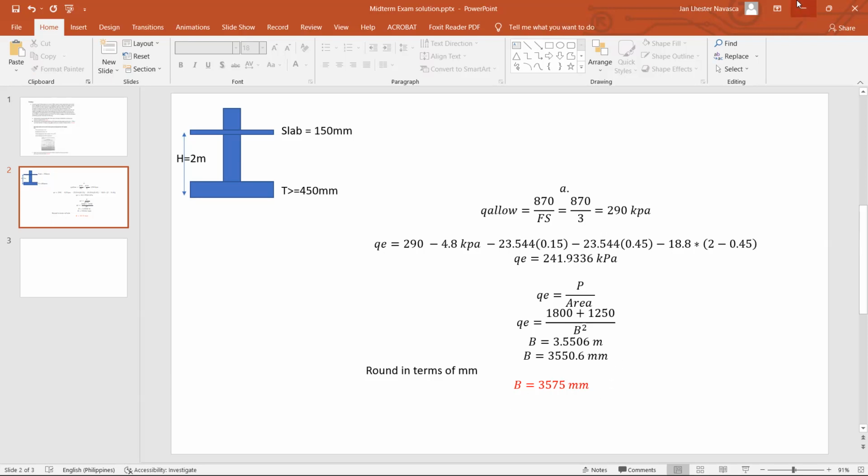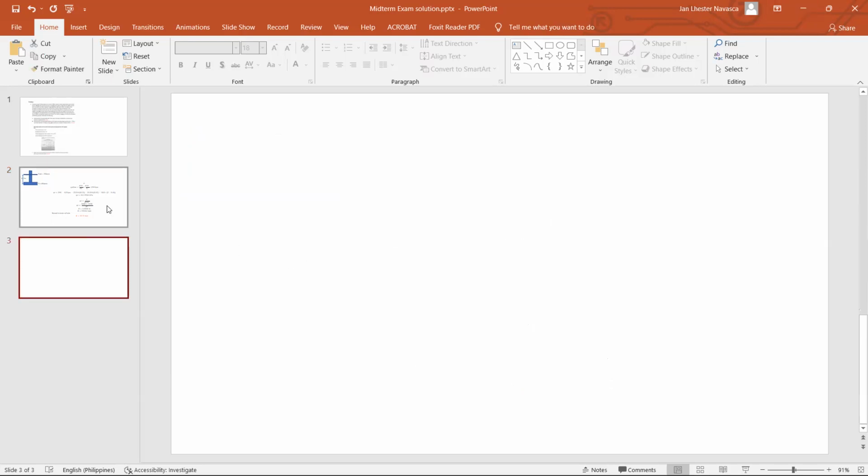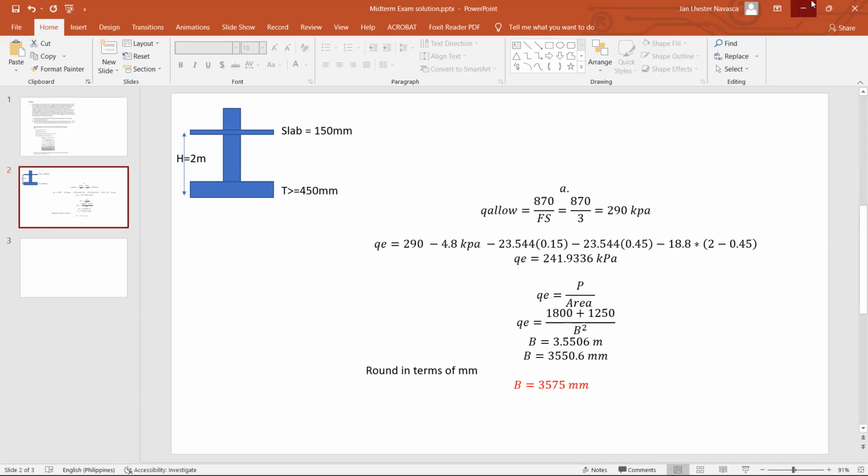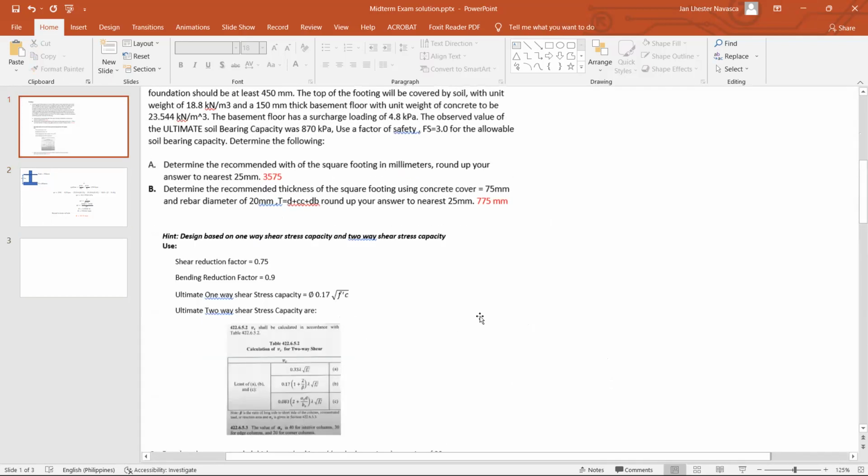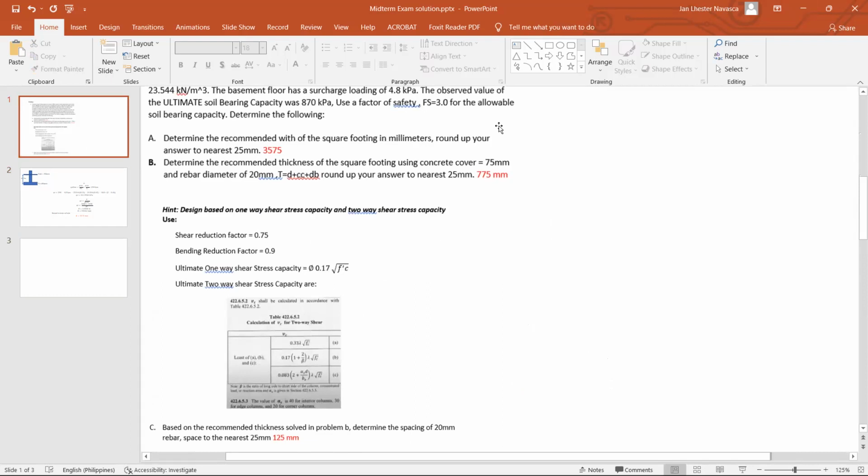Okay, so to determine the problem 2, okay, problem 2 natin. The problem is asking what is the recommended thickness of the square footing using a 75 millimeter cover and a rebar diameter of 20 millimeters. So, may hint tayo doon, design based on one-way shear stress capacity and two-way shear stress capacity.